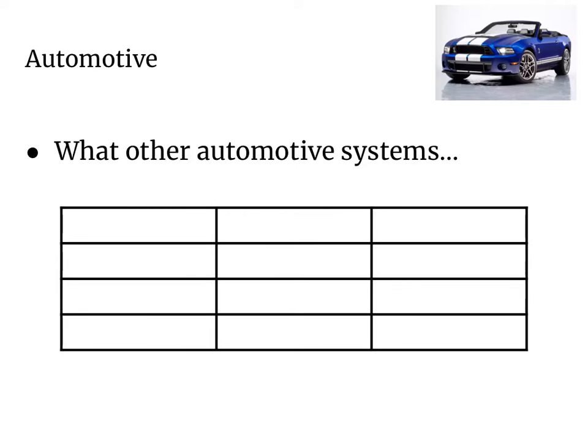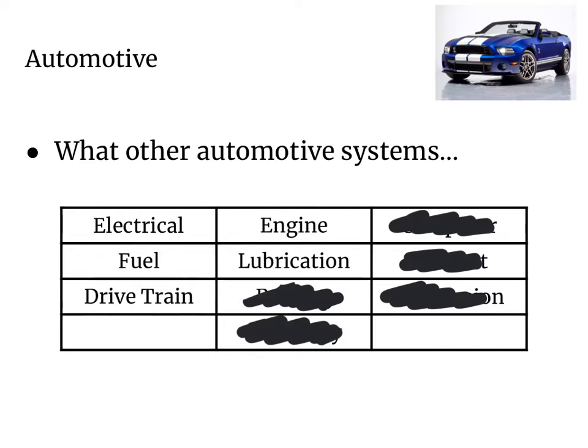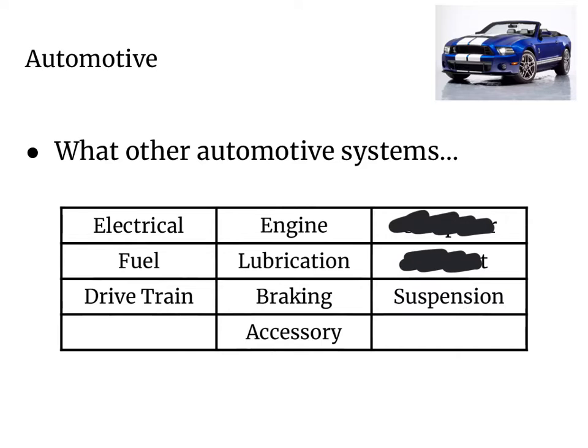Can you think of some other automotive systems? Take a moment and think of a few before we move on. Were you able to think of some other systems in a car besides the electrical system? How about the fuel system? How about the drivetrain? How about the engine? How about lubrication? How about braking? How about accessories? How about suspension? How about exhaust? How about the computer system? All those systems have parts and components and assemblies that work together to achieve the goal.